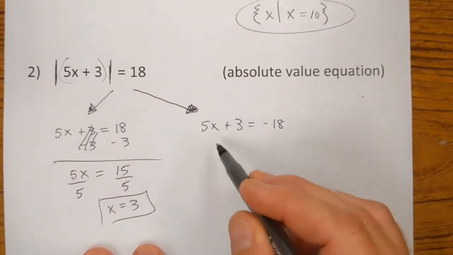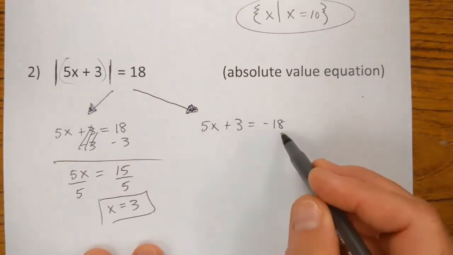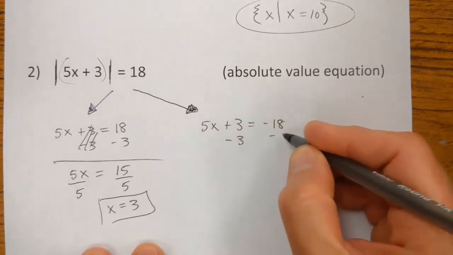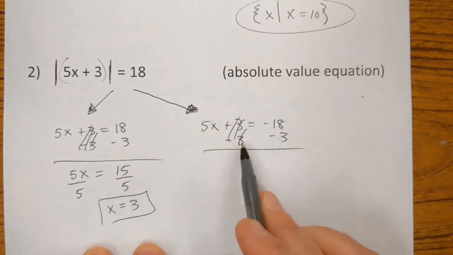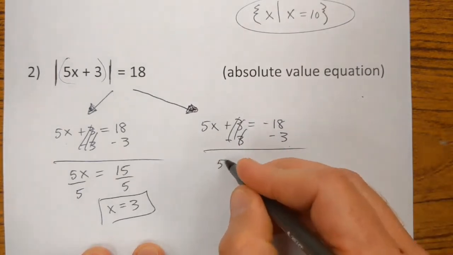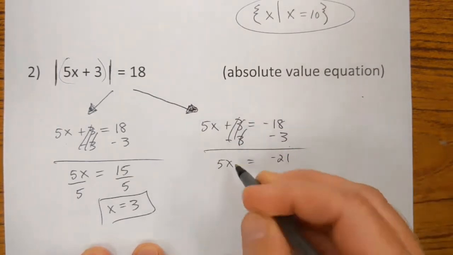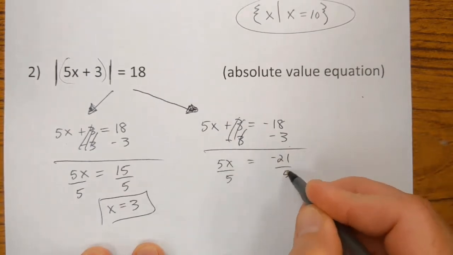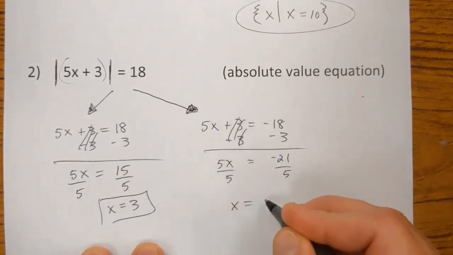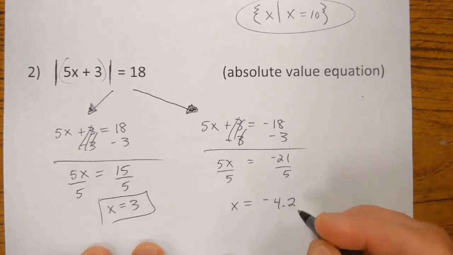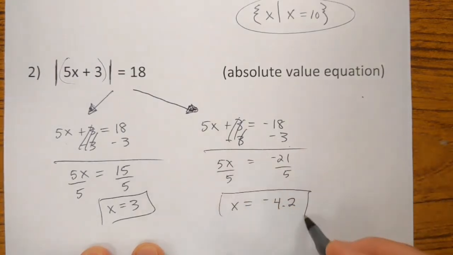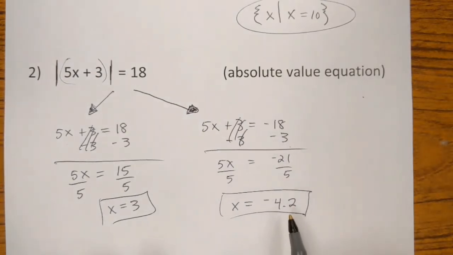Here we have this other option where this would also be true if 5x plus 3 equals negative 18. Now I'm going to solve this one separately. The steps are still the same. I'm going to subtract 3 from both sides, and I'm going to divide both sides by this coefficient of 5. But I actually get a very uniquely different answer. The other solution is negative 4.2.